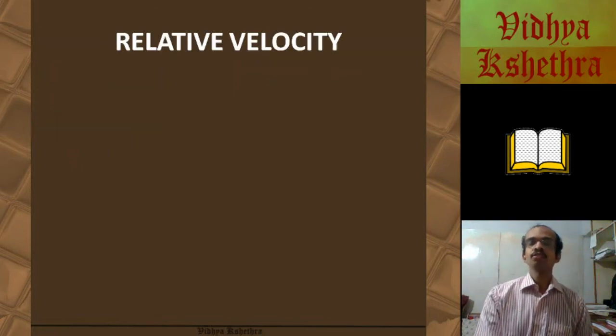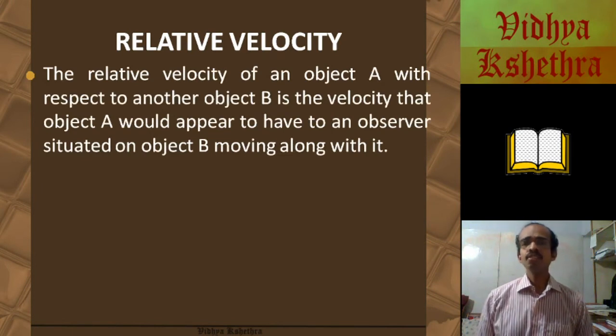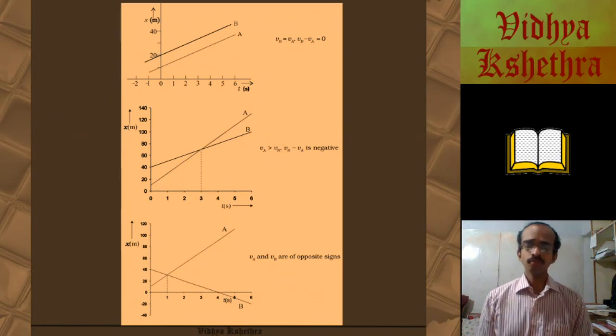Now, relative velocity. The relative velocity of an object A with respect to another object B is the velocity that object A would appear to have to an observer situated on object B, moving along with it. Let us consider some of the cases. In this case, the velocities of both the bodies are equal. Then we get the distance time graph as shown in the figure.